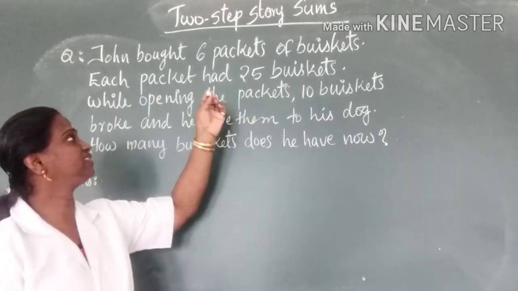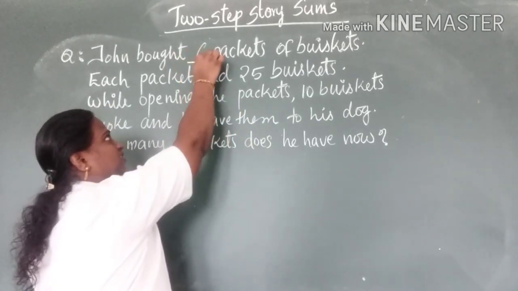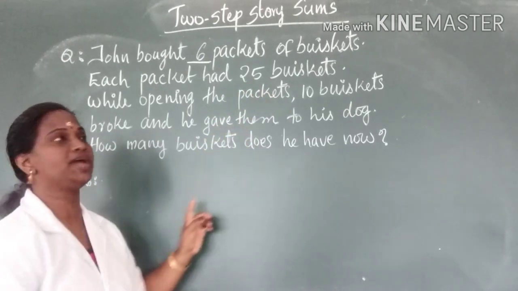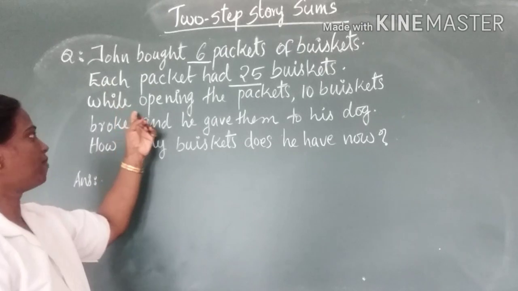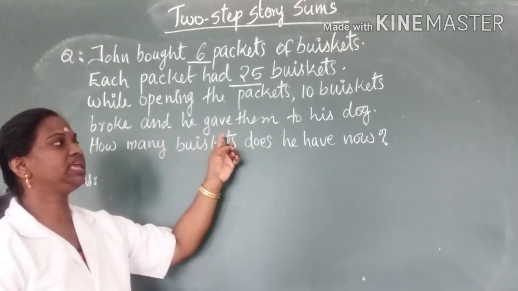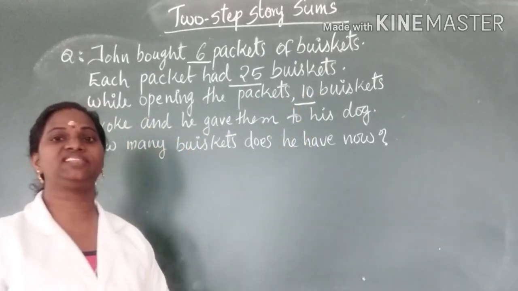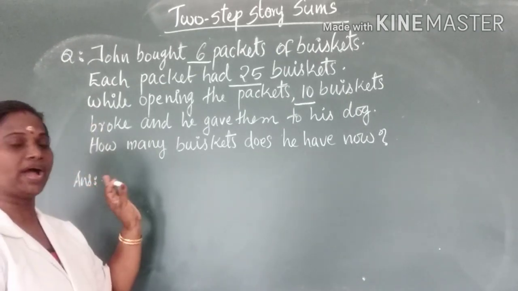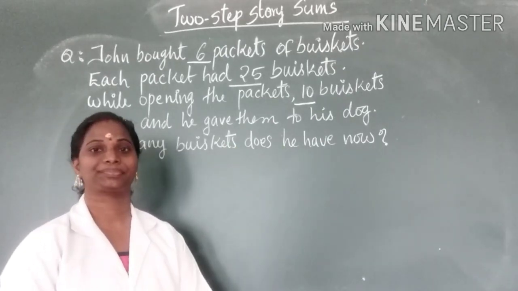John bought 6 packets of biscuits. How many packets? 6 packets of biscuits. Then each packet had 25 biscuits. While opening the packets, 10 biscuits broke and he gave them to his dog. Then we need to find out how many biscuits he has now.